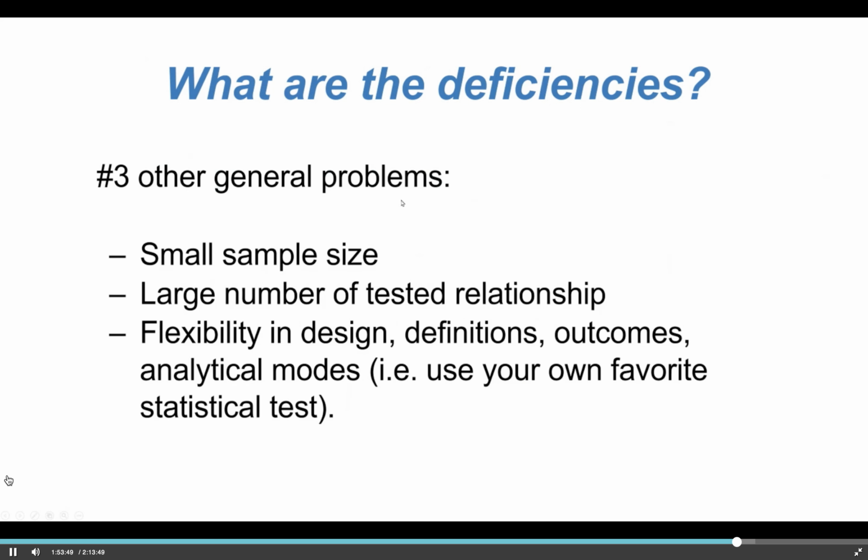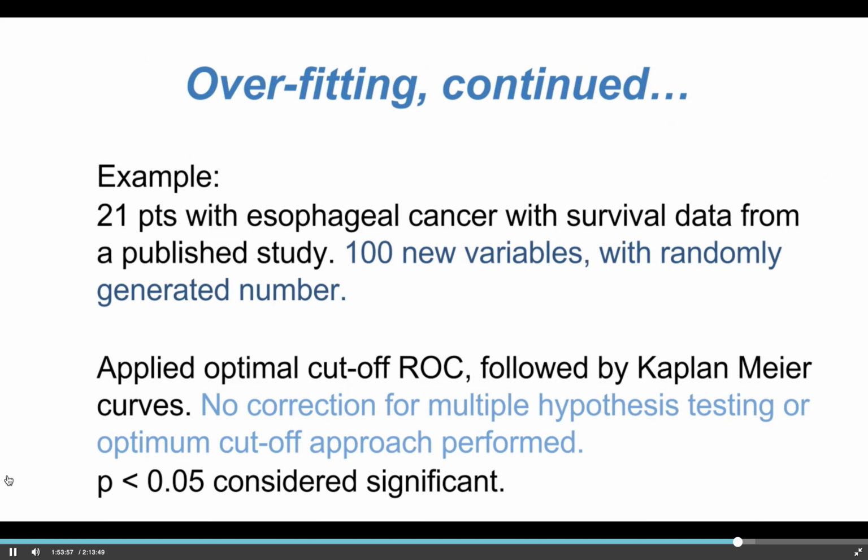So again, the general problem is that with small sample size and a large number of tested relationships, you're going to run into overfitting your data. And as an extreme, the authors of this paper took 21 patients with esophageal cancer that had survival data from one of the papers they reviewed. And they just generated 100 completely new variables. They called them 1 to 100. And they randomly generated numbers to represent the texture features. This is completely randomly generated data.